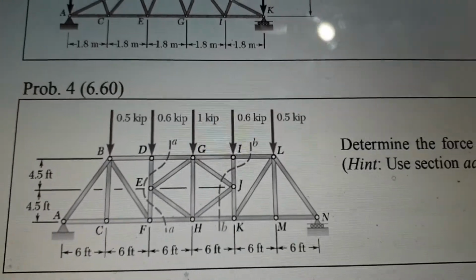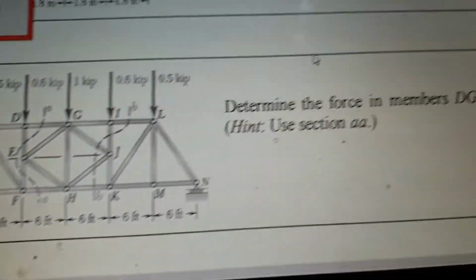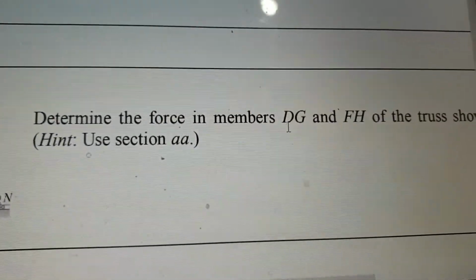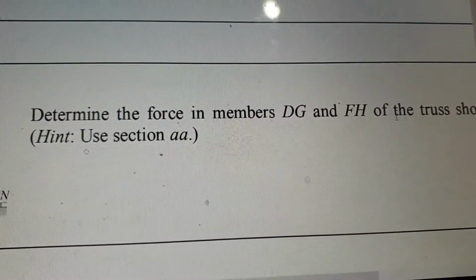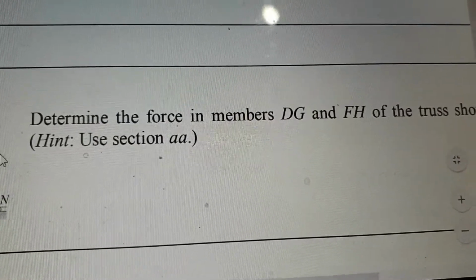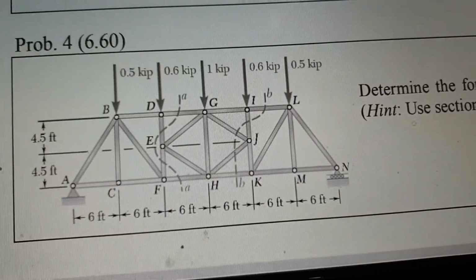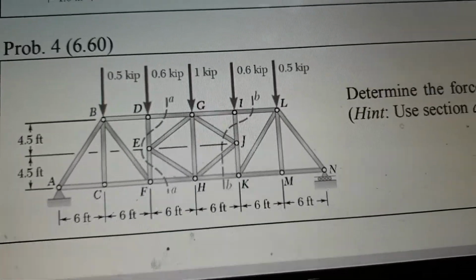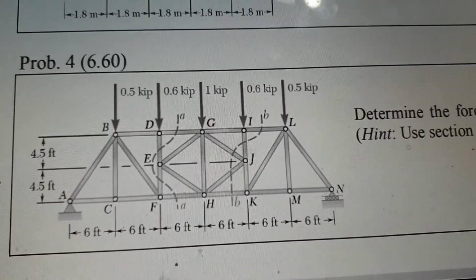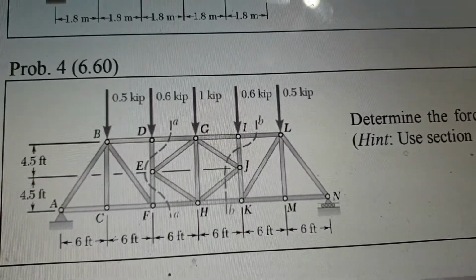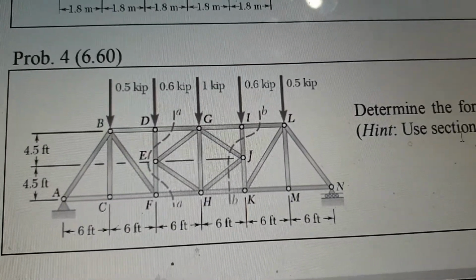Let's look at problem number 4. Determine the force in member DG and FH of the truss shown. Okay, he wanted to use section AA. This is different than the joint. In the section, we could use moment. You could use forces at the X. You could use forces at the Y, summation equal to 0.